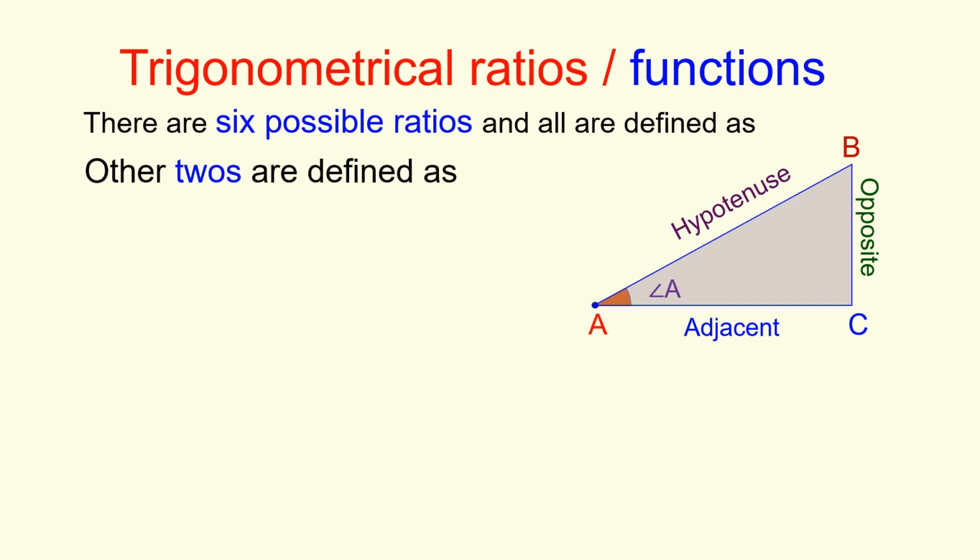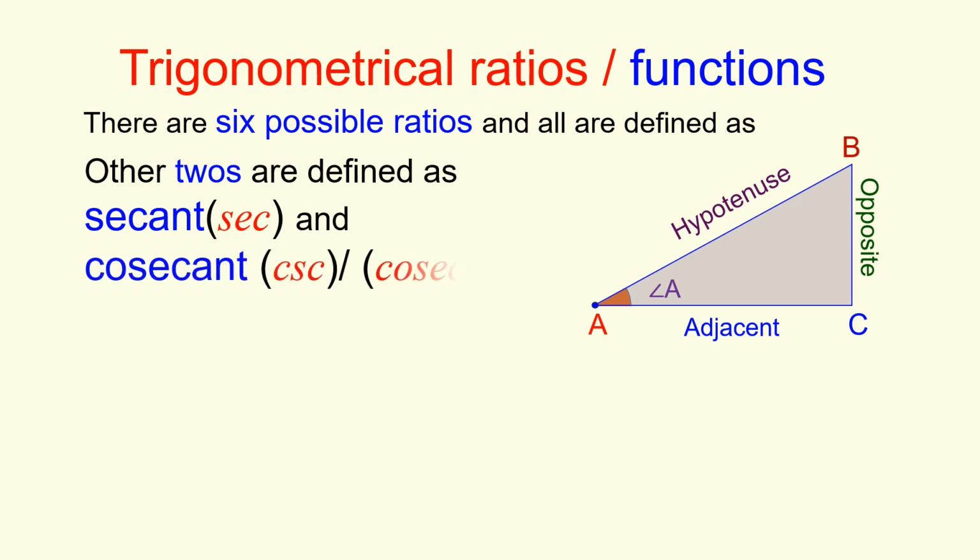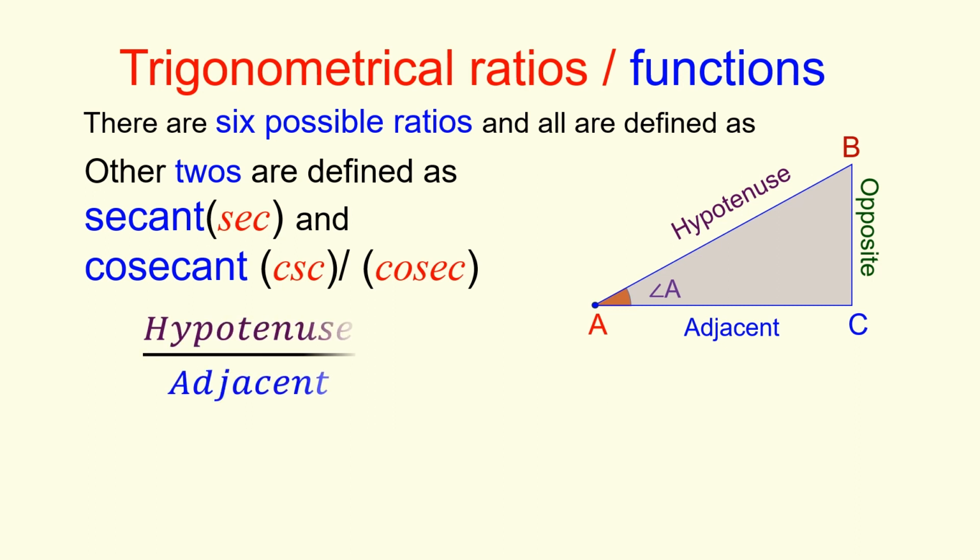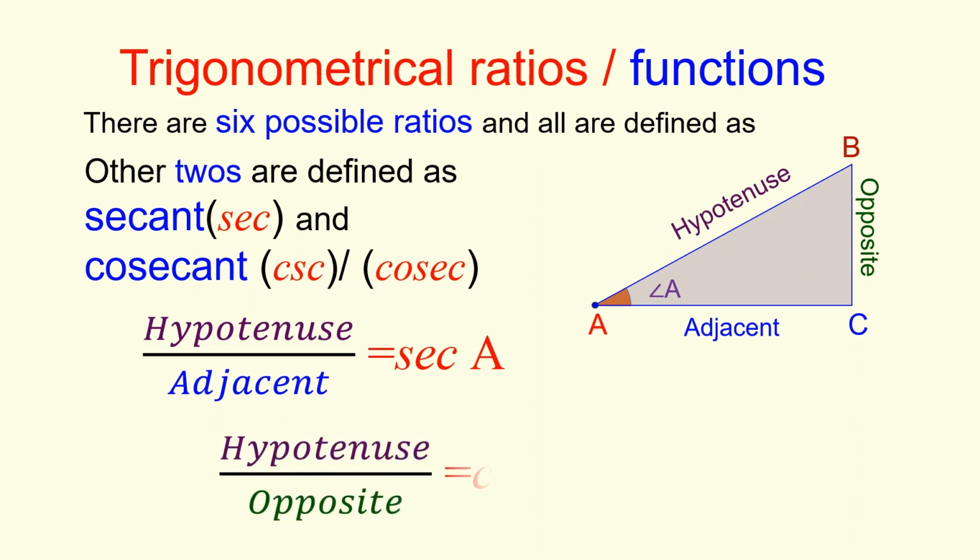Other 2 ratios are defined as secant or sec, cosecant or cosec. Cosecant is also written as csc in short form. Hypotenuse divided by adjacent is secant or sec A. Hypotenuse divided by opposite is cosecant or cosec A.